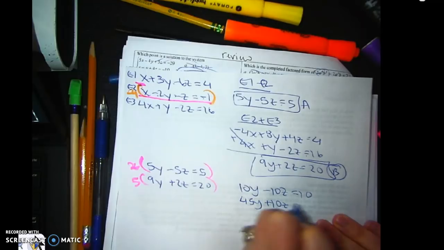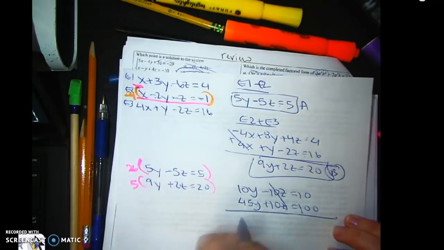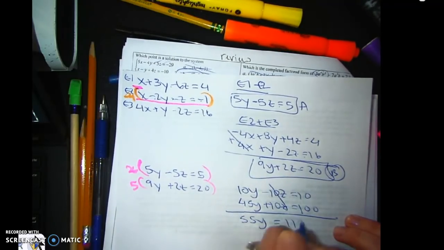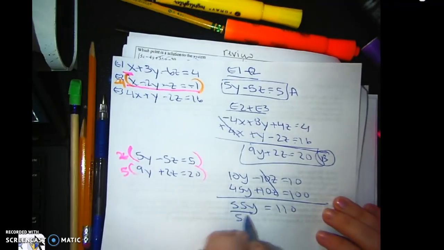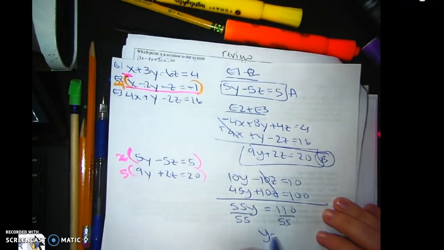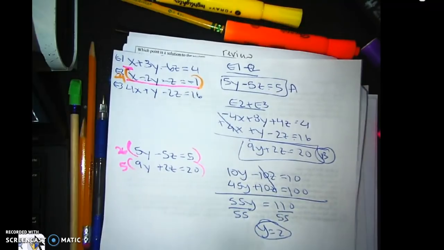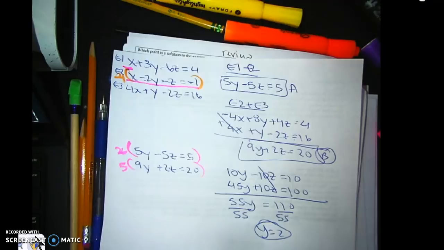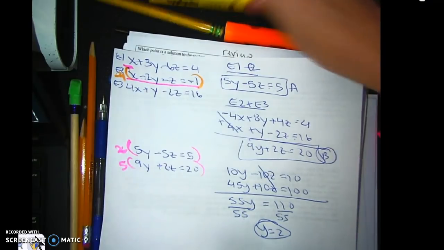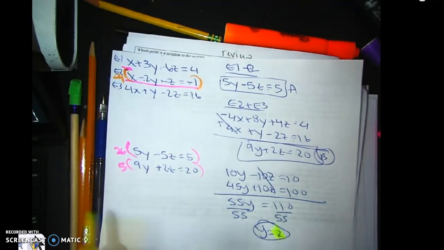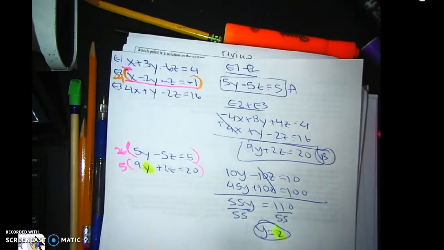Okay, that's gone. 55y equals 110. Divide by 55. Good sign, I got a whole number. It doesn't mean I'm correct, but it's definitely more likely. So now that I got my y, I'm going to plug it into this one.